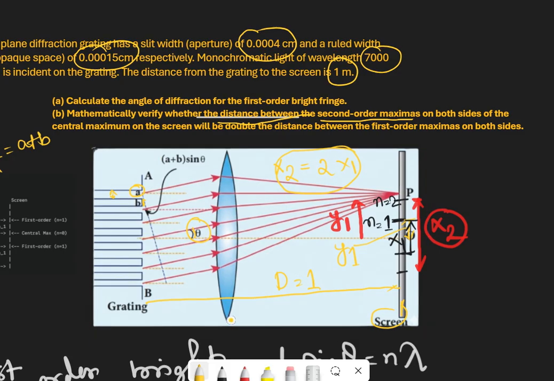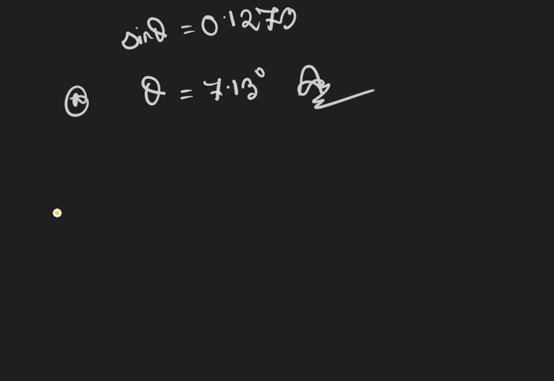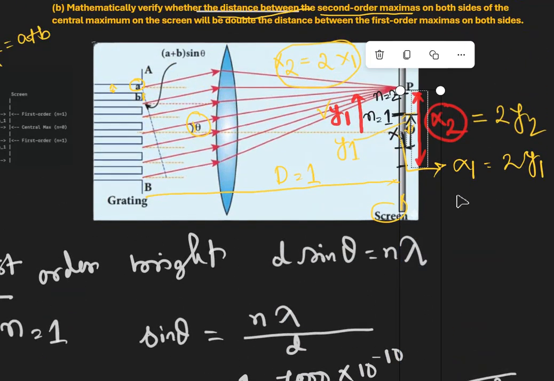So what we can see, we have to find first y1, then x2. What is x2? x2 is nothing but 2 of y2. Same way, x1 is equal to 2 of y1, right? So let's find the problem solution. So for number B, as you can see, for y1, right?